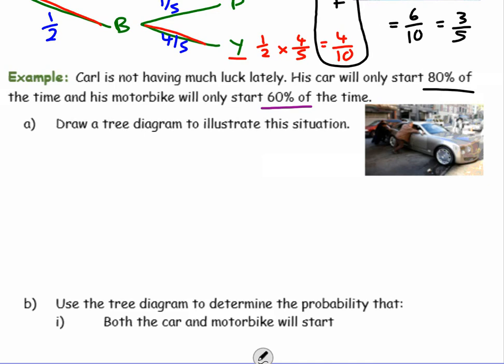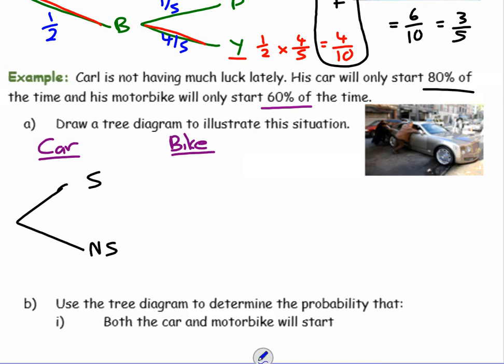So the first event could be his car. Let's assume that the first event is he tries to see if his car is working, and the second event is he tries to see if his bike is working. So you could have done bike and car, it doesn't matter. I'm doing car, then bike. So the options are it could start or it could not start. Try to think what the probabilities are.